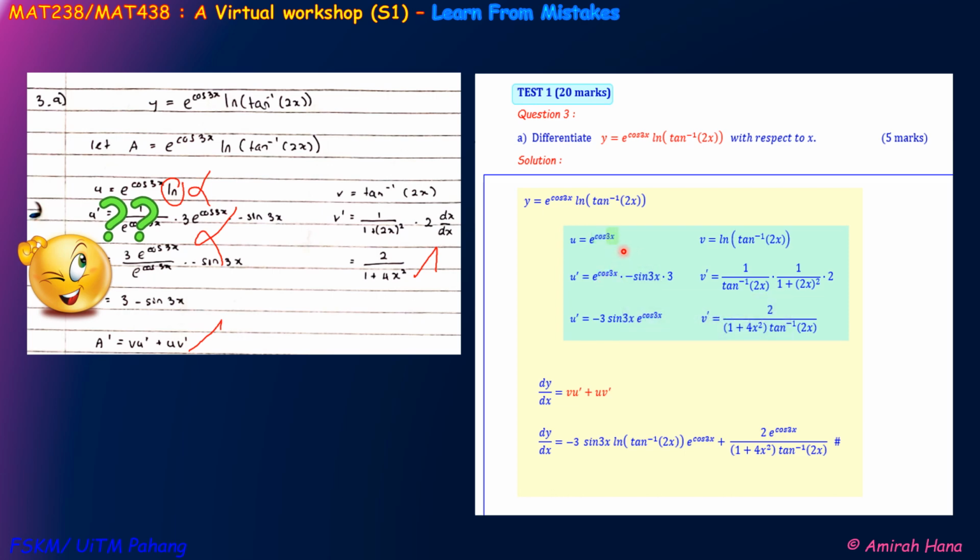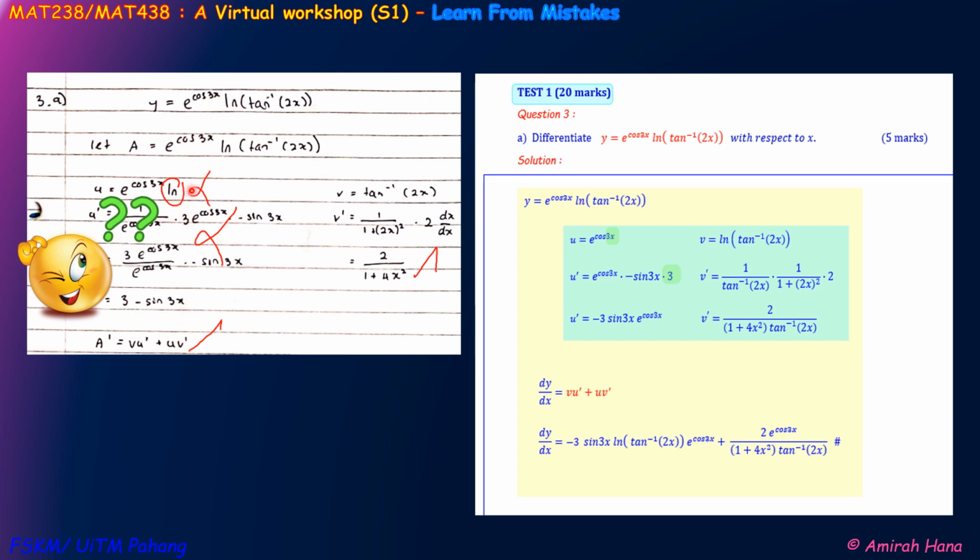Then jangan lupa differentiate pula 3x. Dapat 3. Yang ni dia differentiate cos 3x ni, dia tertinggal untuk differentiate 3x and dapat 3 here. So, yang ni salah ya.